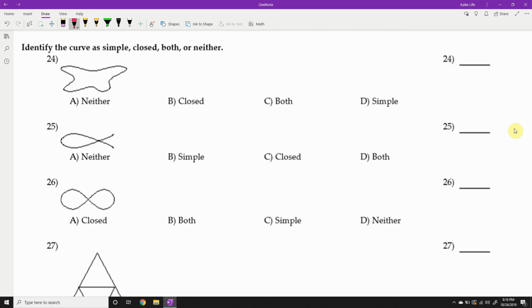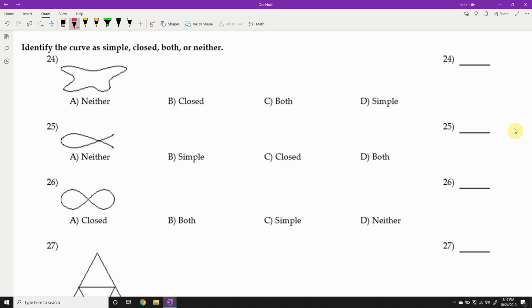In numbers 24 through 28, we are to identify the curve as simple, closed, both, or neither. So as a quick review, it is a simple curve if it does not intersect itself, so you never pass through any point more than once. It is closed if there's a very clear starting and ending point, and those points are in fact the same, so there's no openings to the figure if it is closed. And combinations of those two definitions together mean that they are both simple and closed. If neither definition holds, we say neither.